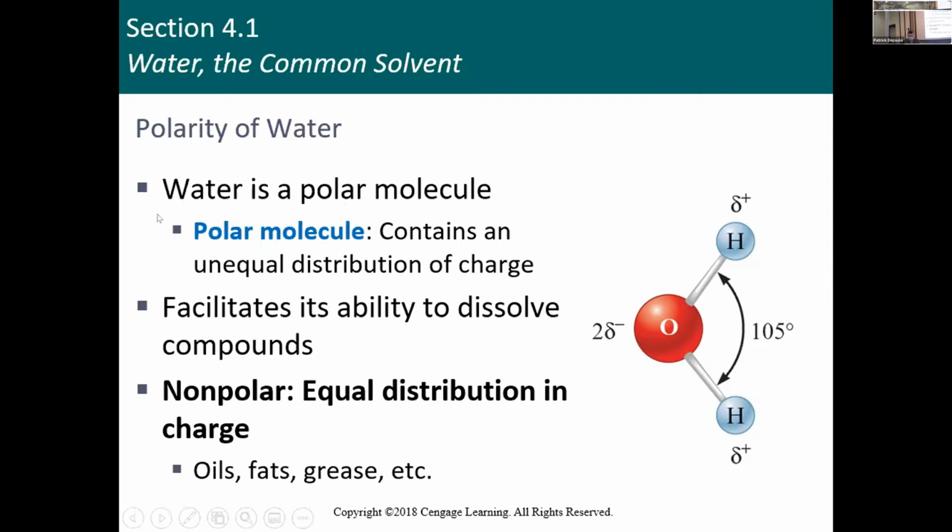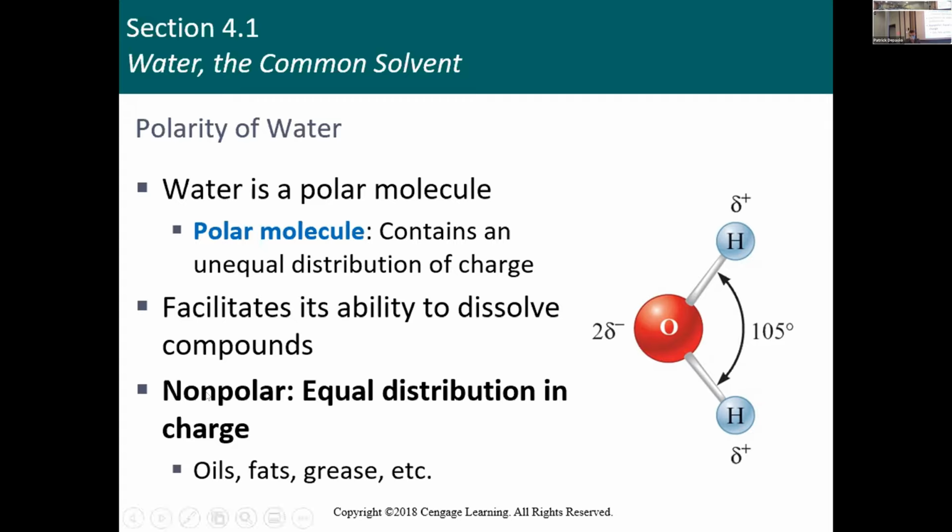And this polarity facilitates a polar solvent's ability to dissolve something. We'll talk about exactly how that happens in the next slide. So that's one type of solution, where there are differentials in charges involved, and that differential in charge facilitates the dissolution of different compounds, whether it be a salt, a sugar, or an acid or a base, things like that.